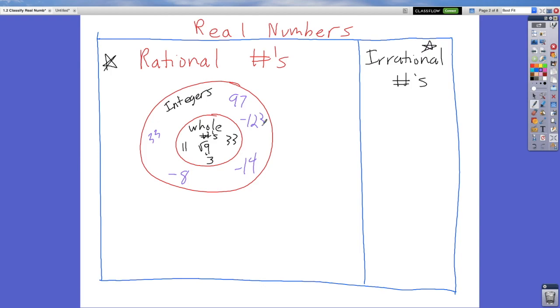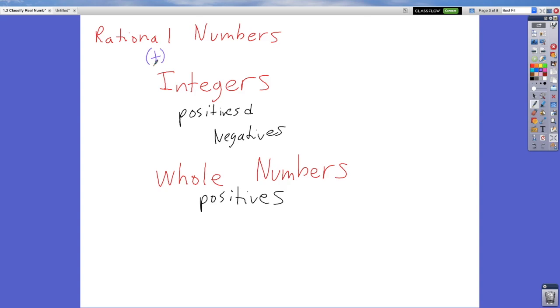Okay, now in the bigger box, let's talk rational numbers. So not only are rational numbers our positives and our negatives, but here is where we get to what we talked about last week with decimals. These are our decimals. The ones that end, terminating, and the ones that repeat. Anything that can be written as a fraction. So rational numbers are our positive numbers, our negative numbers, our decimals, our fractions.